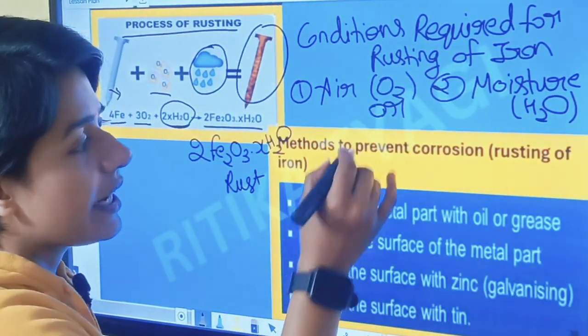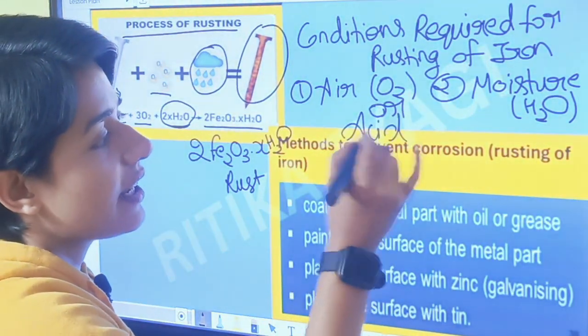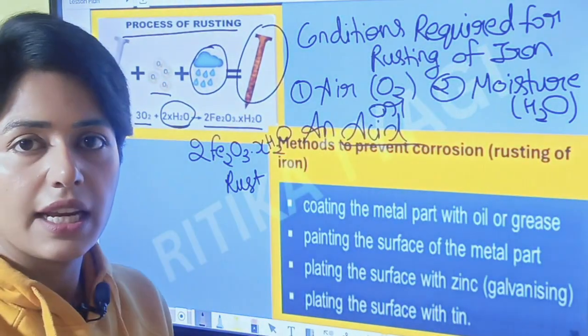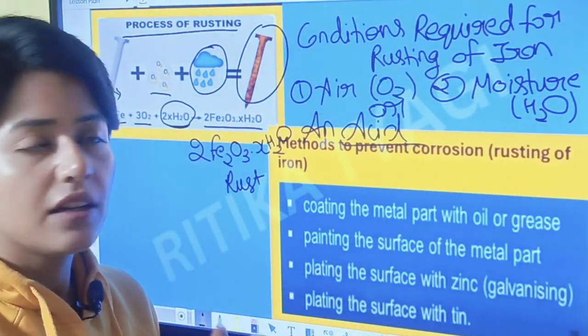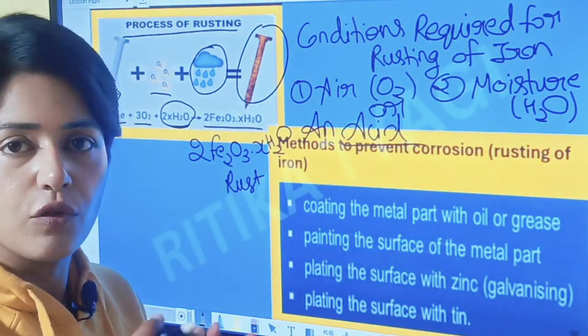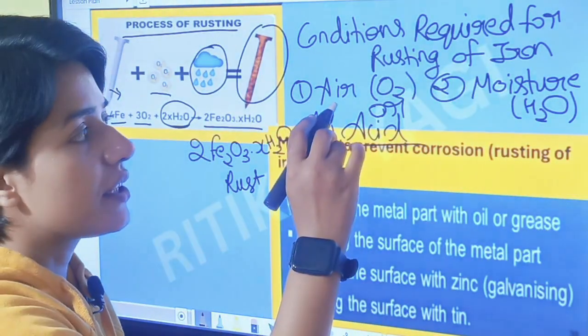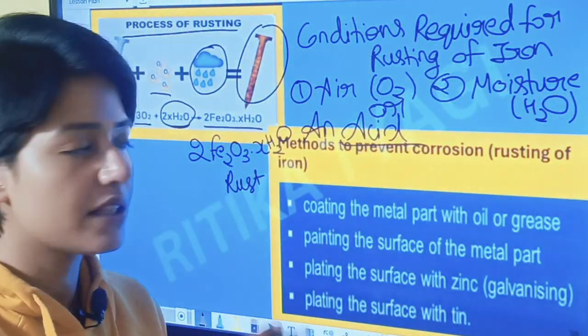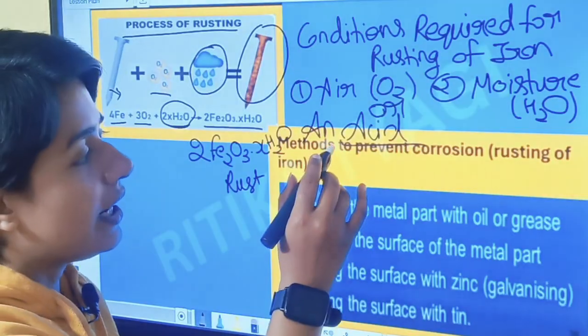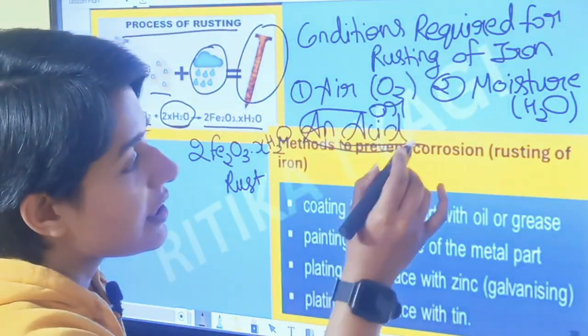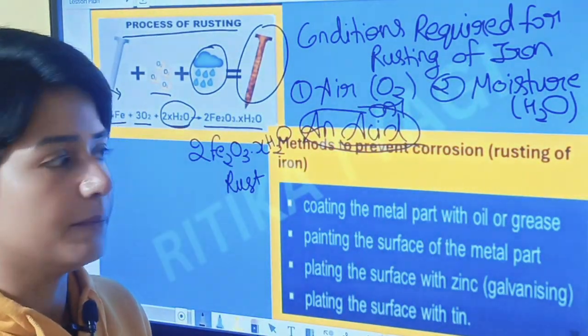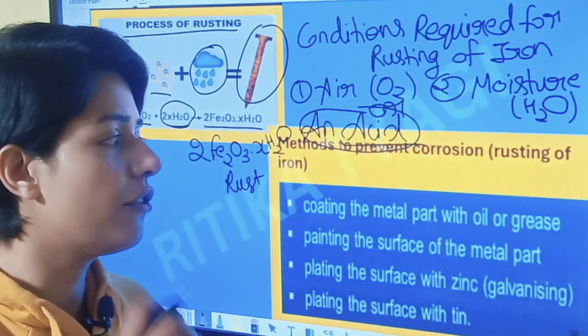Or instead of this, a single chemical is sufficient, that is an acid. An acid which can easily eat up the metal object. So the conditions for rusting of iron are two: air must be present and moisture, that is water vapor. And next, instead of this, a single chemical, that is acid, is sufficient for the rusting of iron.